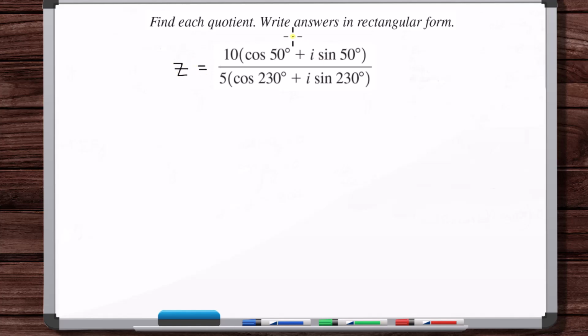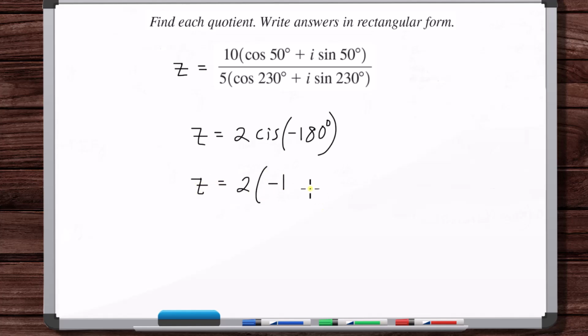What is the complex number that results from dividing this complex number by this complex number? It's just going to be 10 divided by 5 is 2, cis of 50 minus 230, which is minus 180. And that's it. So cosine of minus 180 is going to be minus 1, sine of minus 180 is going to be 0. So the answer is just minus 2.